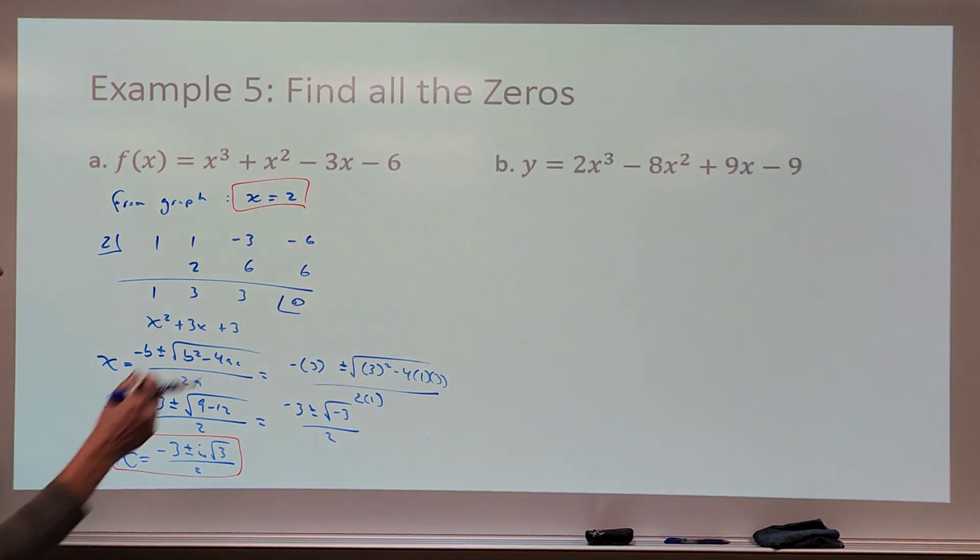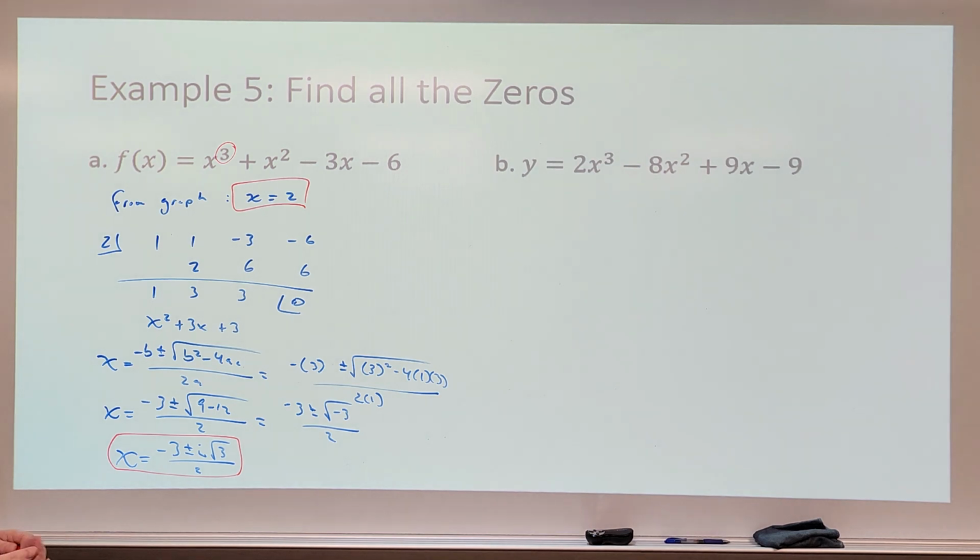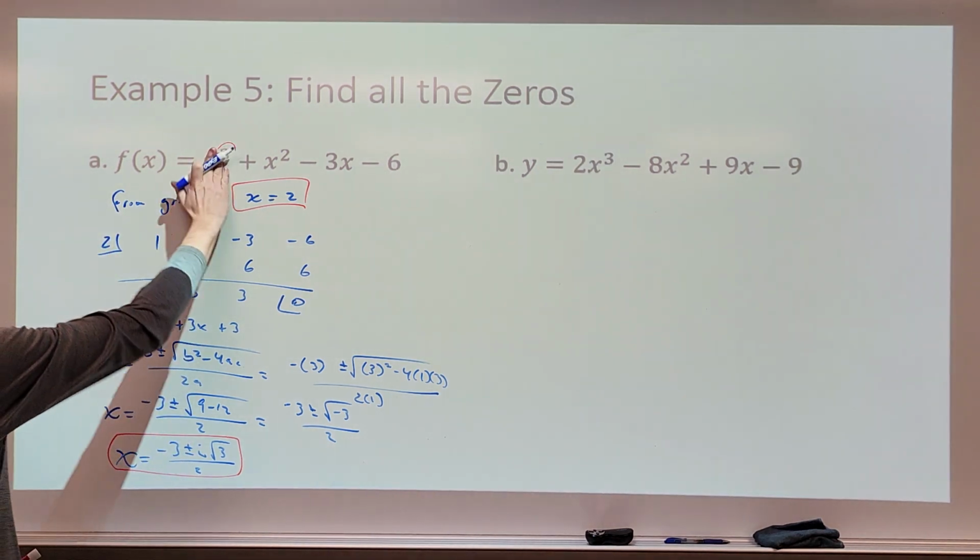Now, one thing I want you to be aware of is there should be 3 zeros because it's a degree 3 polynomial. There's 2, and then negative 3 minus i square root of 3 over 2, and then negative 3 plus i square root of 3 over 2. Those are the other 2 zeros in that situation.